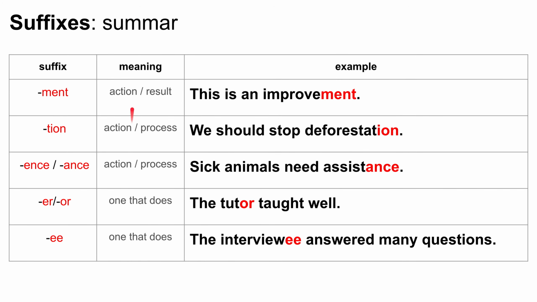Okay, quick summary. We have ment, it's used as an action result, tion, action and process, ence and ance, action and process, and or, it's one that does, a person that does an action or a thing that does an action. And ee is one that does, usually receiving an action.